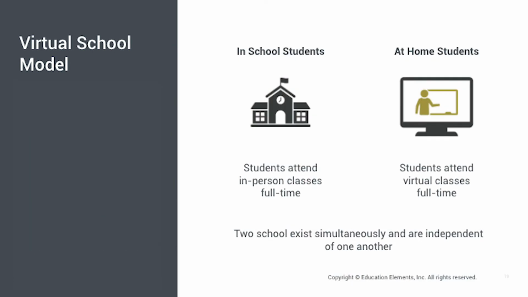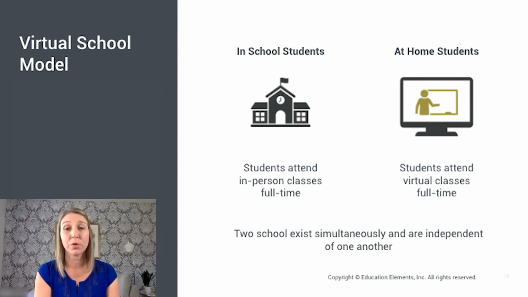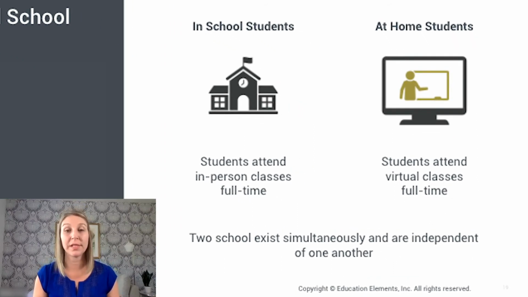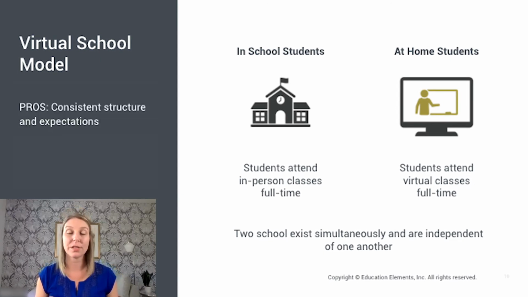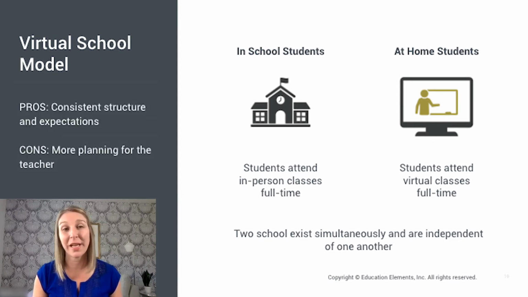And our last model is really the virtual school. This is where two schools exist simultaneously and are very independent of one another. So you have the students that are in school attending in person full time. Then you have at-home students attending virtual classes full time. And the pros of this, again, are consistency, structures, and expectations. The cons is more planning for the teacher, especially if they're running both the in-school and also the virtual.